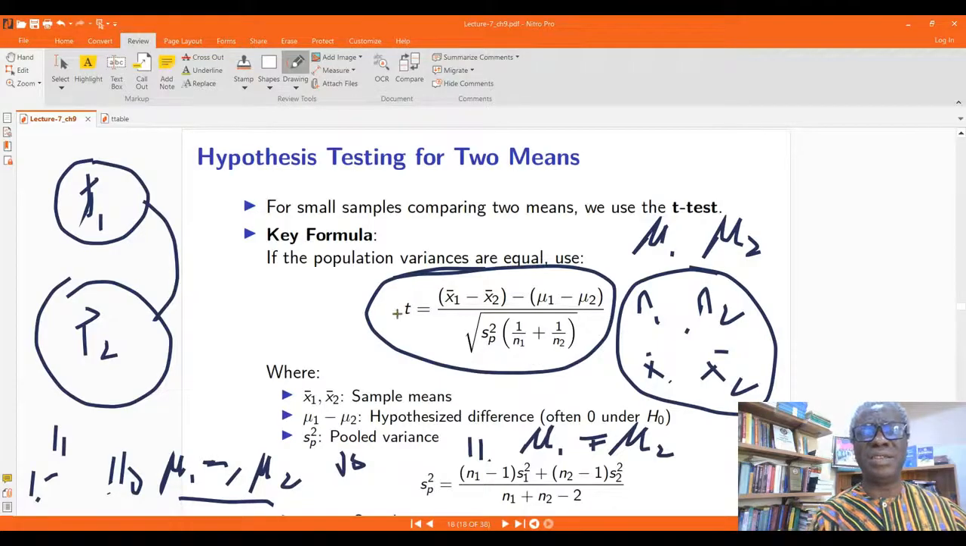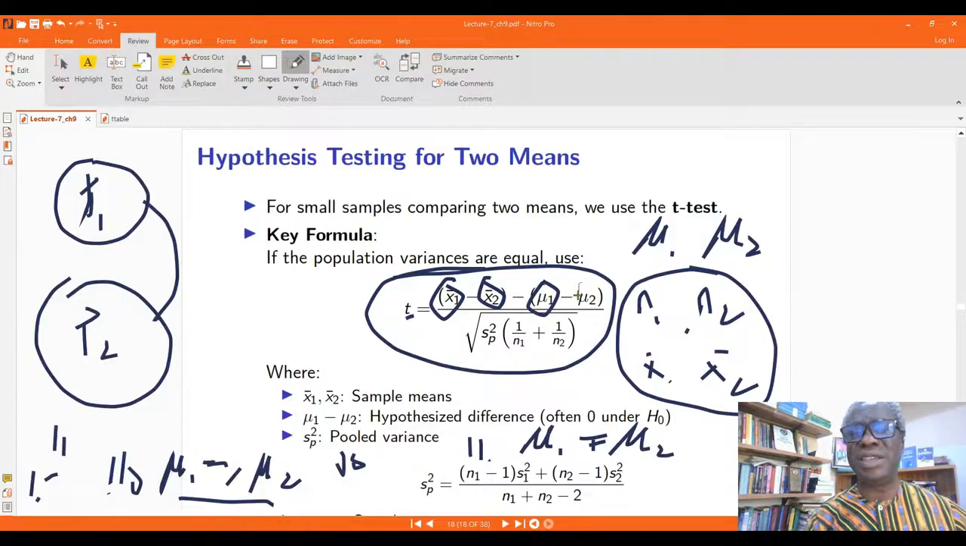So look at the T statistic, the formula here. This one is coming from the sample mean from population 1. This is the sample mean from population 2. This is the hypothesized value for population 1. And this is the hypothesized value for population 2.